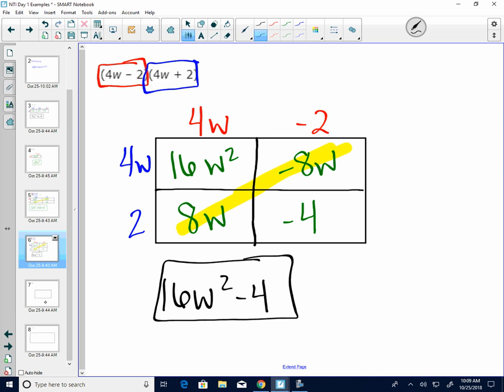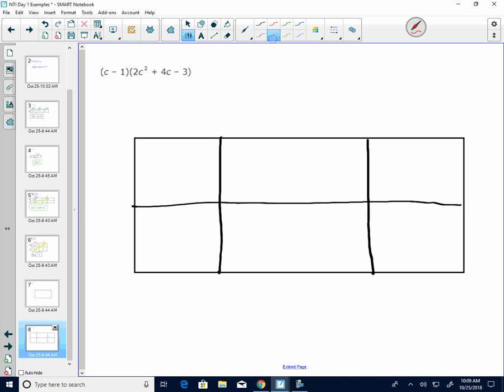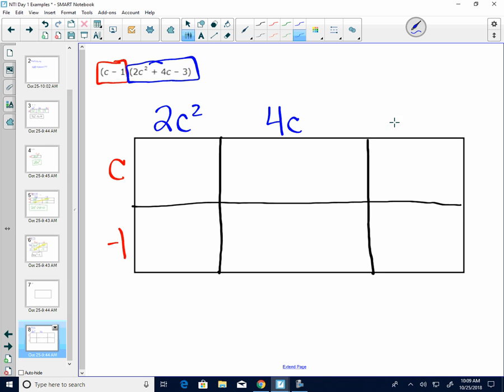We have 2 more to look at. Let's look at the one that is a binomial times a trinomial. It's 2 terms times 3 terms. So I would split my box one way, and the other way I have to split it into thirds. This stays together, so this has to go down this side that was split in 2. And then this polynomial stays together. It has to go across the top where I split it into thirds.